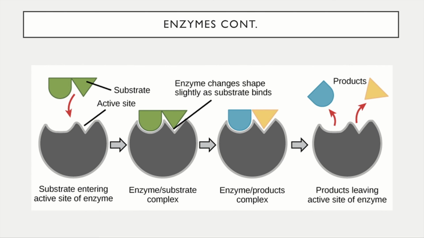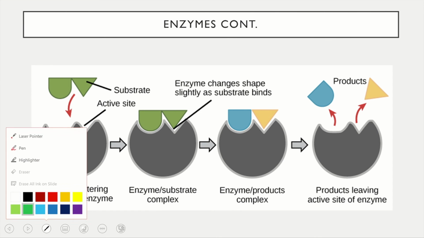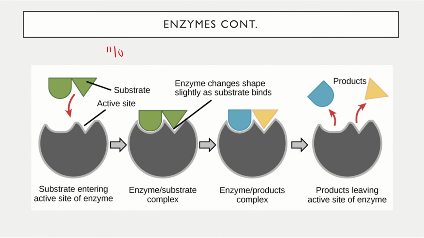Now, we can't talk about enzymes without also talking about substrates. So enzymes are really picky proteins that only act on certain substrates. And we call this the lock and key model. So when you think about locks and keys, only certain keys will open certain locks. And enzymes and substrates are kind of the same way. Certain substrates fit into enzymes like a key into a lock.